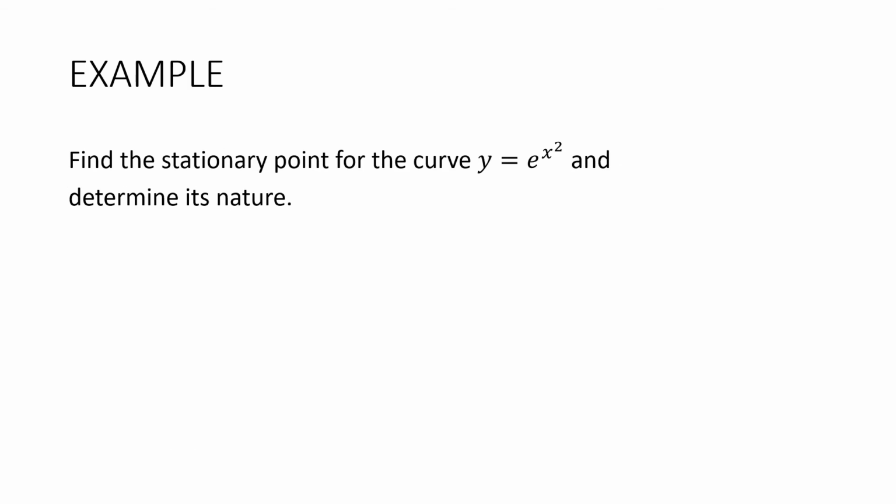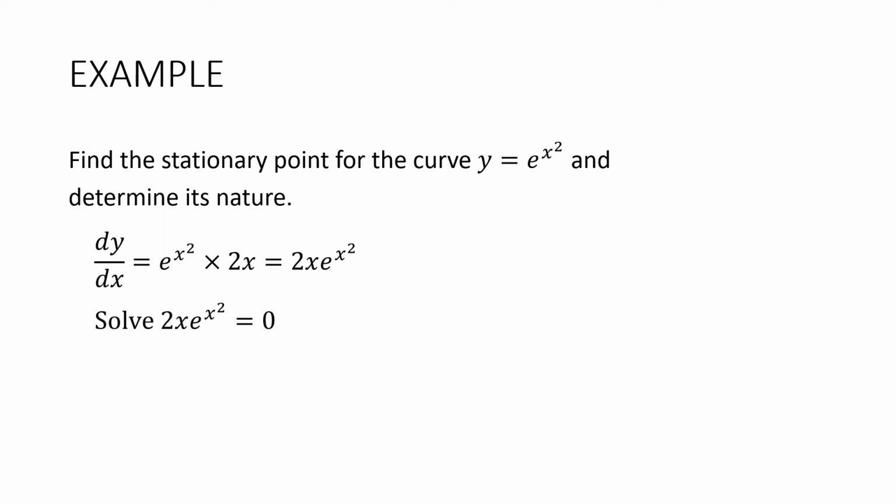Find the stationary point for the curve y equals e to the x squared and determine its nature. So we need to do the derivative first. Now this is a chain rule. The outer function is an exponential. The inner function is a power rule. So remember, when we do the derivative, e stays the same. So e to the x squared, multiplied by the derivative of the inner function, which is 2x. Tidying it up, we get 2x e to the x squared.